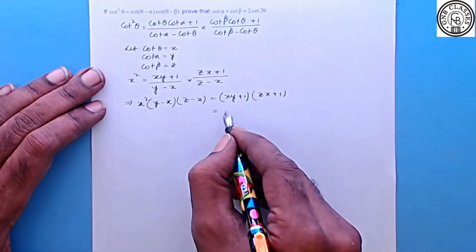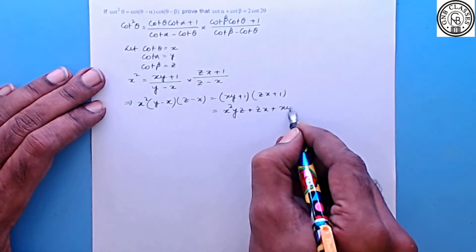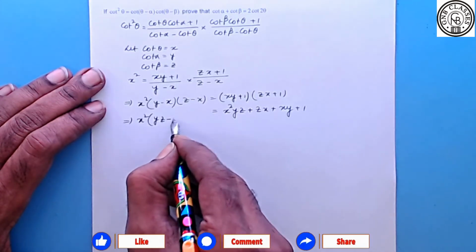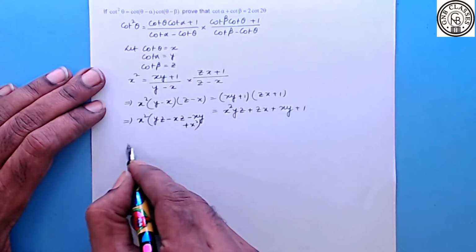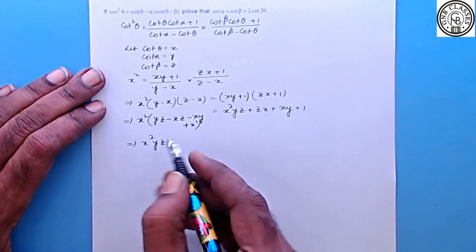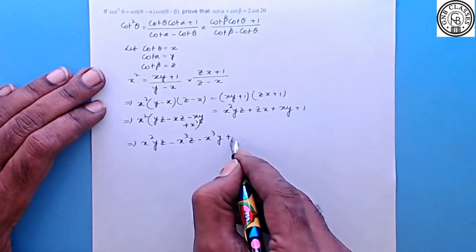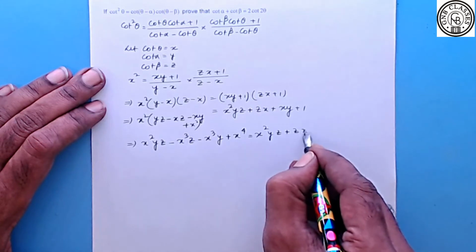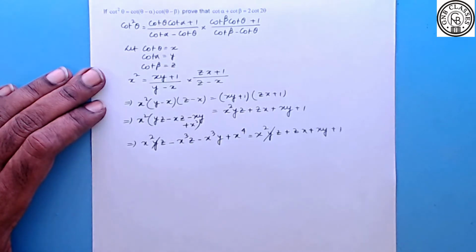So let me open the brackets. X square yz plus zx plus xy plus 1, and in the left hand side we are having yz minus xz minus xy plus x square. So if I open the brackets, what we are getting in the left hand side? X square yz minus x cube z minus x cube y plus x to the power 4, and on the right hand side x square yz plus zx plus xy plus 1. X square yz goes off.